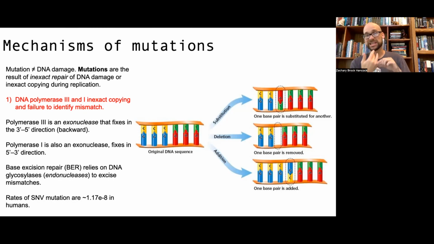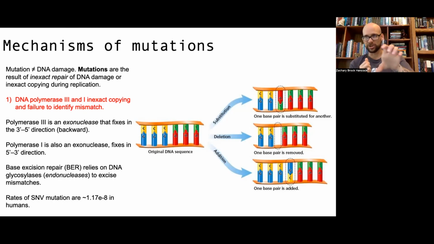And this is called base excision repair, which relies on DNA glycosylases, which is an endonuclease, to excise the mismatches. As opposed to an exonuclease that can only fix on the ends, an endonuclease can actually come into the double strand and excise out nucleotides.